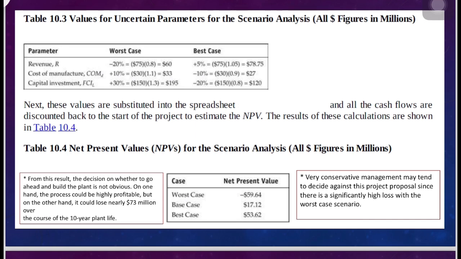Okay, very conservative management may tend to decide against this project proposal since there is significantly high loss with the worst case scenario. So it would be nice if at the worst case scenario, our net present value would be positive. But then since this is negative, conservative management might rule against this project. All right. So this is the scenario analysis.